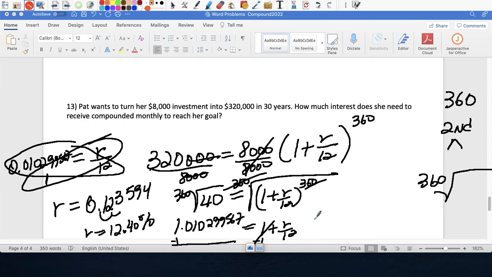Okay, so yeah, that's it. Once you understand how the formula works, it's really just understanding again how to use a calculator. But that's it. All right.